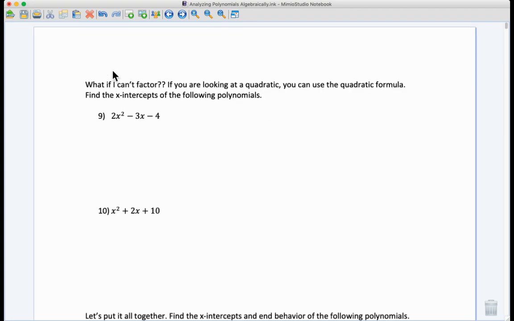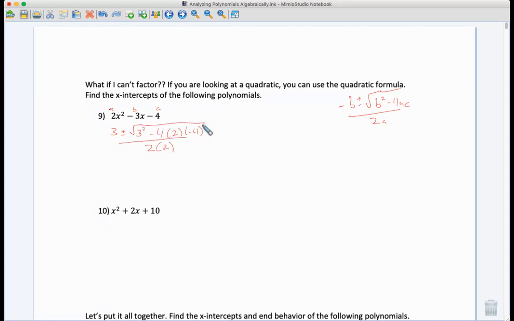So now over on this page, it says, well, what happens if we can't factor? And we kind of touched on it on the last problem. If you're dealing with a quadratic, why not use the quadratic formula? Once again, negative b plus or minus the square root of b squared minus 4ac all over 2a. So I have 2x squared minus 3x minus 4. So my a value is 2, my b value is negative 3, and my c value is negative 4. Plugging this in, it looks like I have 3 plus or minus the square root of 3 squared minus 4 times 2 times negative 4, all over 2 times 2.